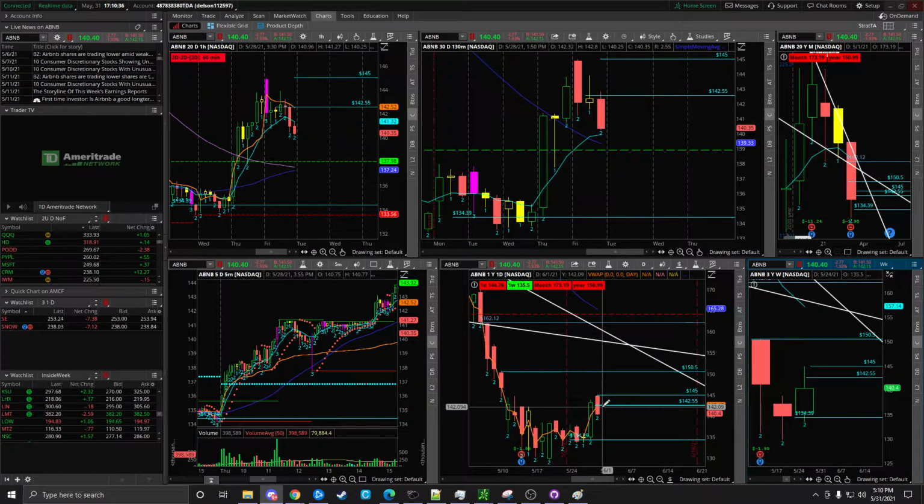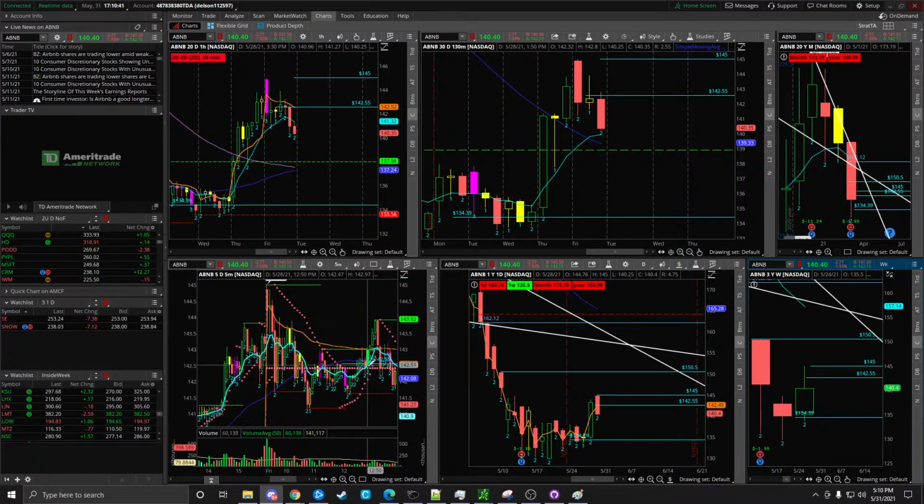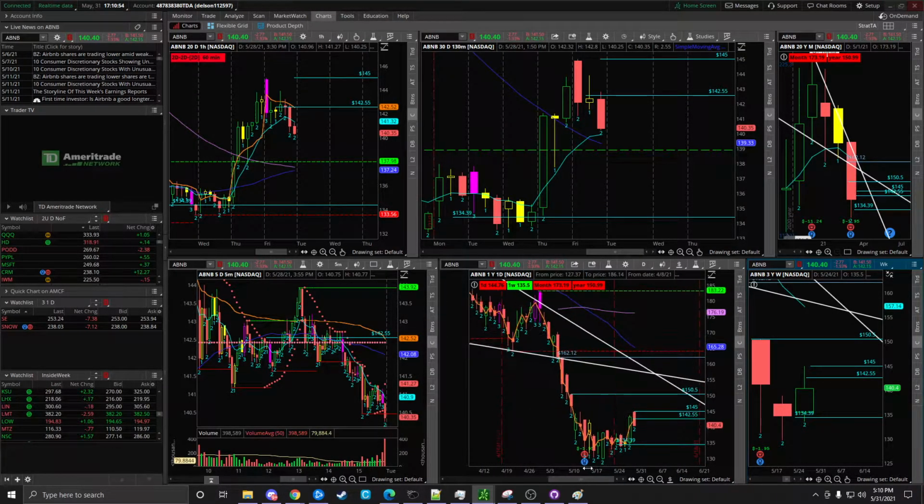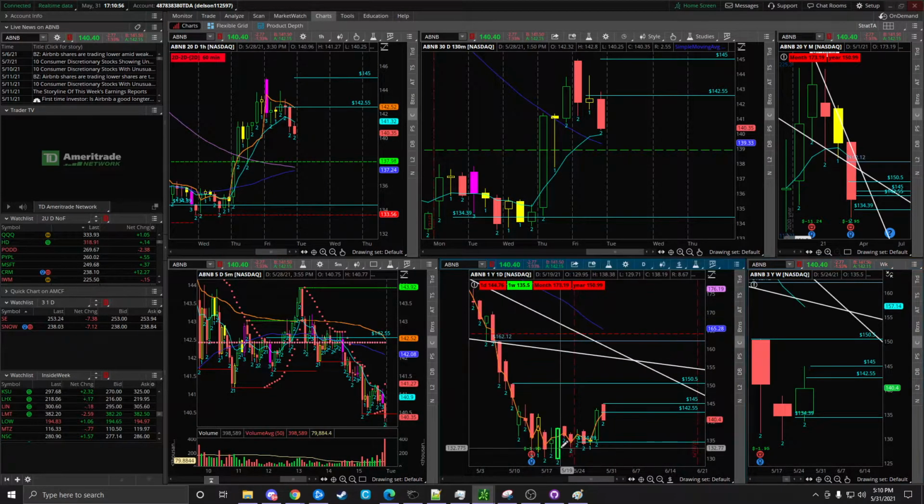I don't know what ABNB is gonna do though. It moved $1.50 after hours for some reason. That was cool when it had puts. I'm looking for it to get above the 20 SMA on the daily. The 20 is like 145. That's my trigger on the daily and the weekly. Just long ABNB over 145.